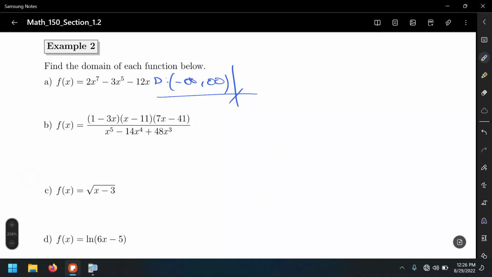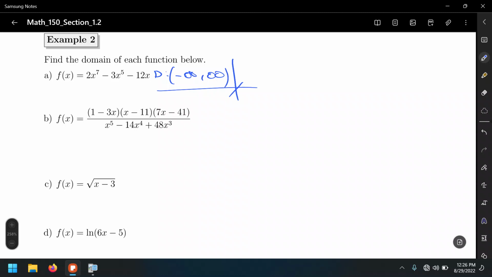For letter B, f of x equals 1 minus 3x, x times x minus 11, 7x minus 41 divided by x to the 5th minus 14x to the 4th plus 48x cubed. Alright, number 1. Yes, this function looks funky with the numbers and powers and everything, but ultimately, as a bigger picture, what kind of function is it? It's a rational function. So what about rational functions? Can we plug in any number? Just any number? What are the restrictions of a rational function?